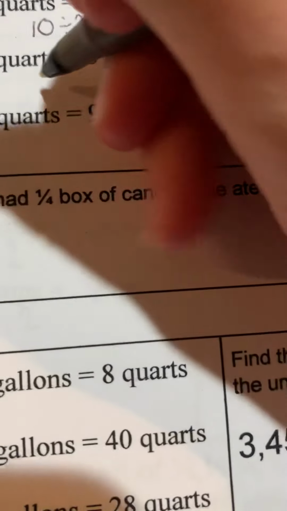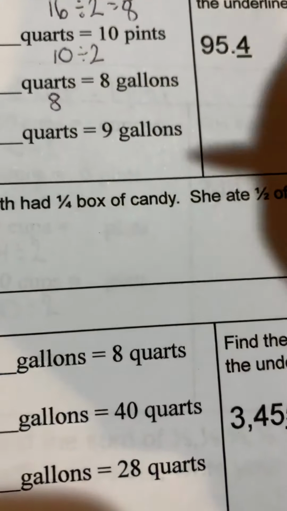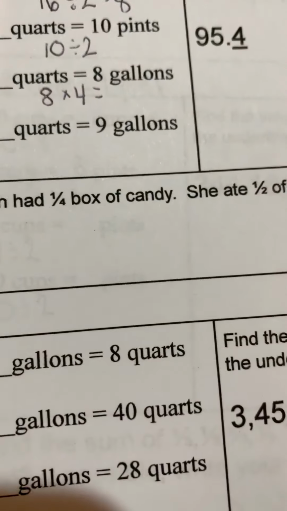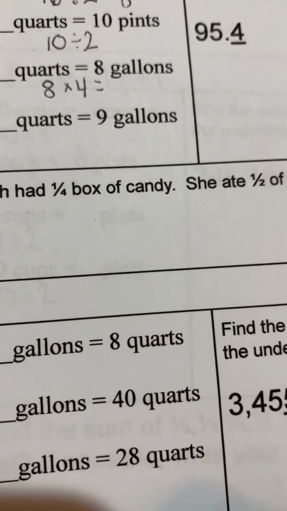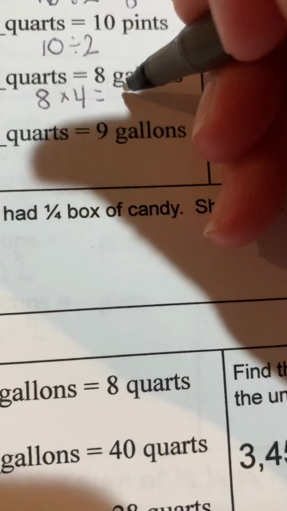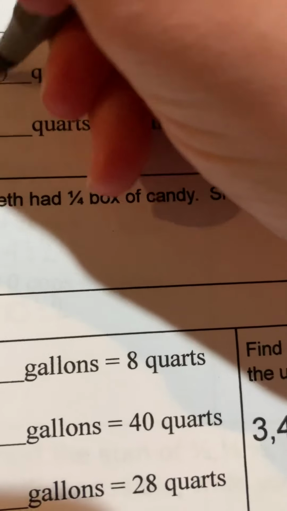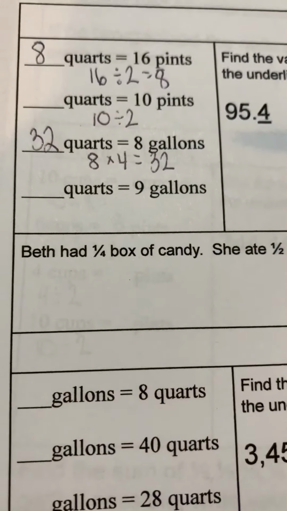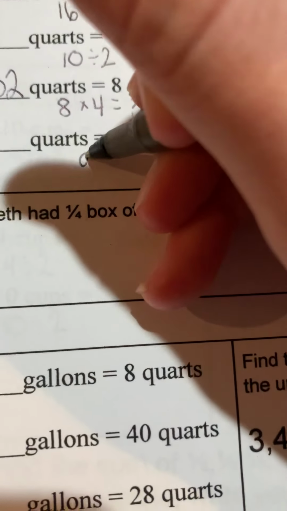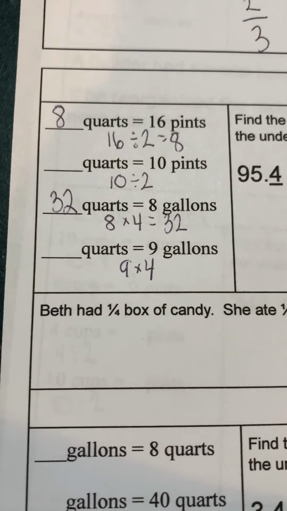So we take our 8 gallons and we're going to multiply times 4 to get the amount of quarts because there are 4 quarts in 1 gallon. 8 times 4 equals 32. 32 quarts equals 8 gallons. For the next one, you're going to follow the same steps. Your 9 gallons, times it by 4, and that will give you the amount of quarts.